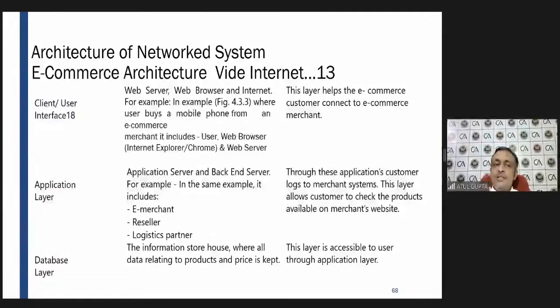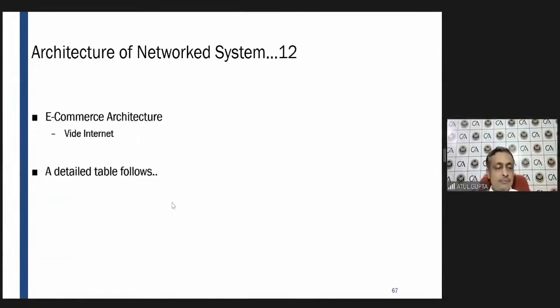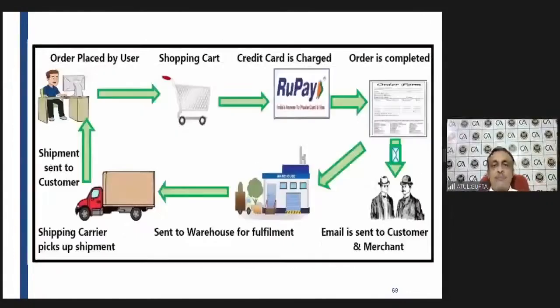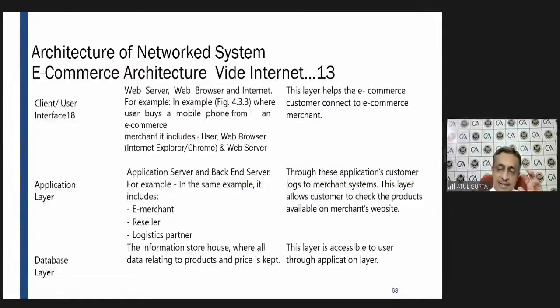So the client user interface is through a web browser. This is how it works. The first is the e-commerce architecture over the internet and via mobile. You can just read them. Again, it has three layers: client layer, application layer, and database layer. So it is a three-tier structure.